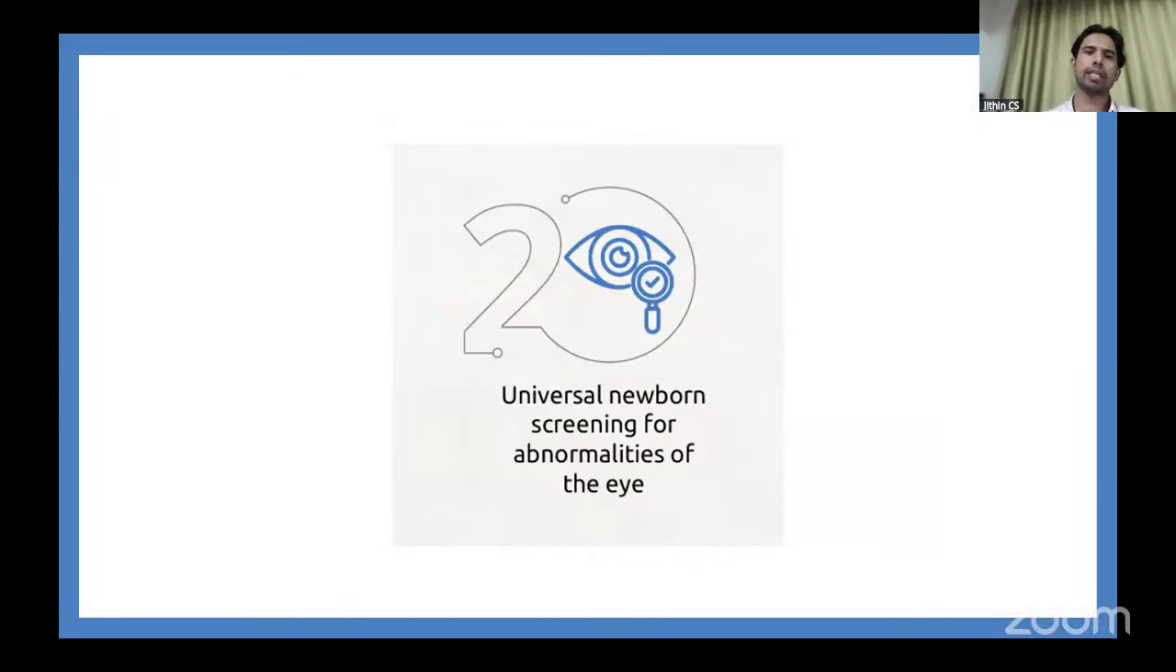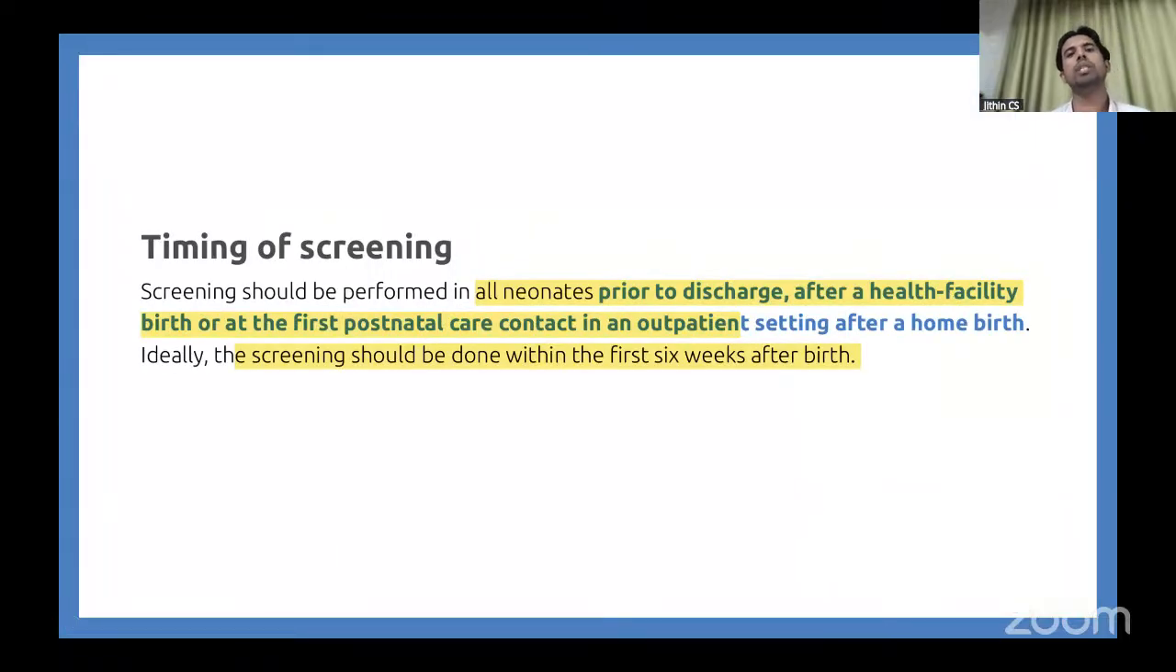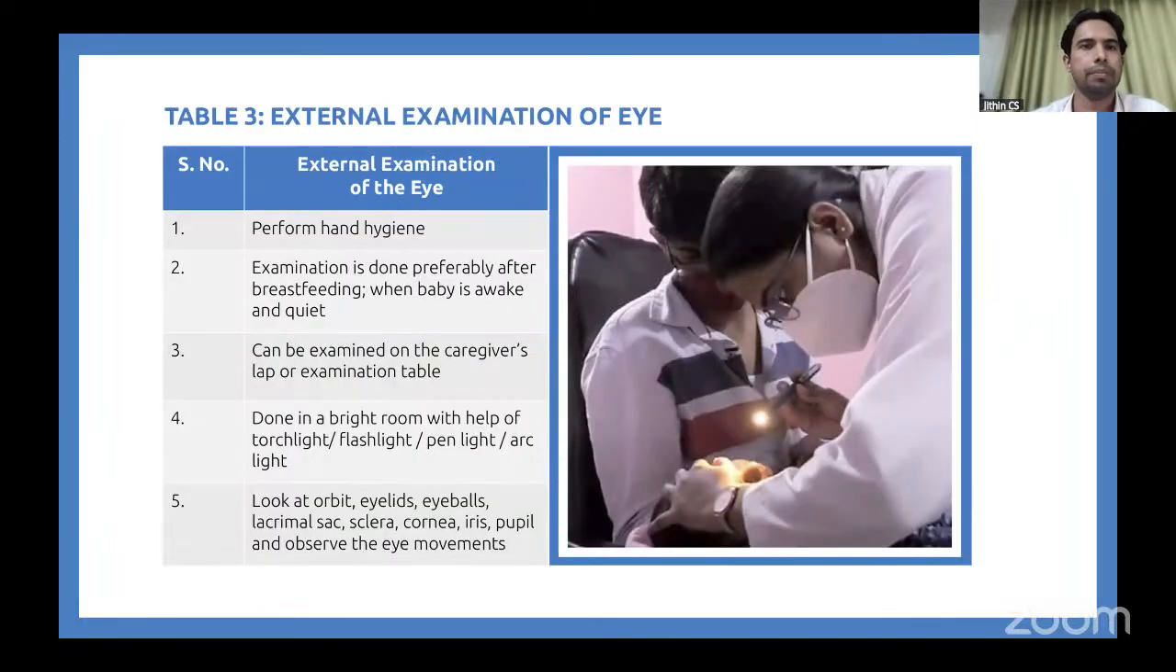Next is the screening for abnormalities of the eye. The two methods that we generally use for eye screening are external examination of the eye as well as red reflex testing. So when should we do this screening? Before discharge from the hospital, we should do the screening. And if it is a case of home delivery, at the first point of contact with the hospital, we need to do the screening. And it should be completed within the first 6 weeks of birth.